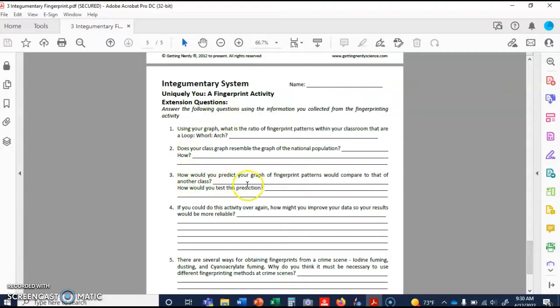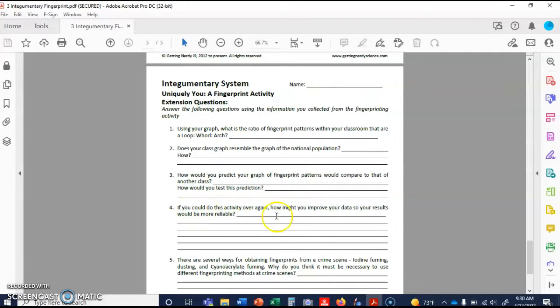Number three says, how would you get your graph and fingerprint patterns to compare to that of another class? How would you predict? So we're doing the seventh grade class. We only have 8 students. What if we did like the graduating class, which has 19 students? Do you think that it would look more or less like the national average? And how could you test this prediction?